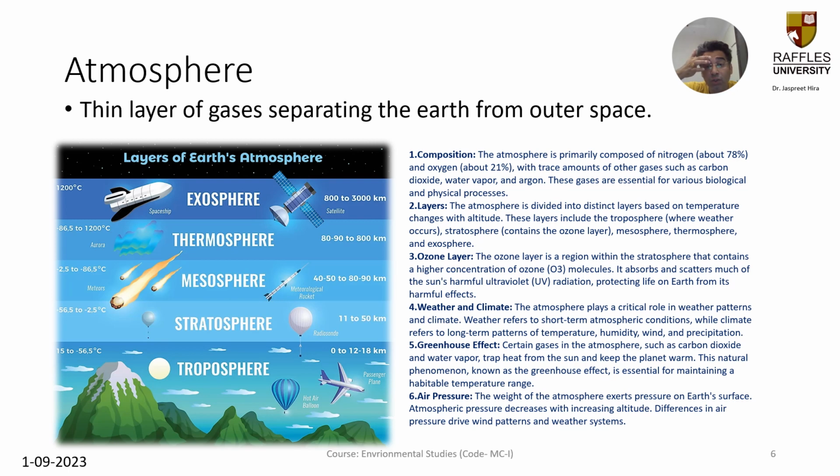Now as we discussed the ozone layer, it is basically within the stratosphere. It has a high concentration of O3 molecules, and it absorbs and scatters much of the sun's harmful UV rays, protecting life on Earth from its harmful effects. Depletion of this ozone layer is very challenging for researchers, because depletion means there will be direct radiation and that would be harmful.